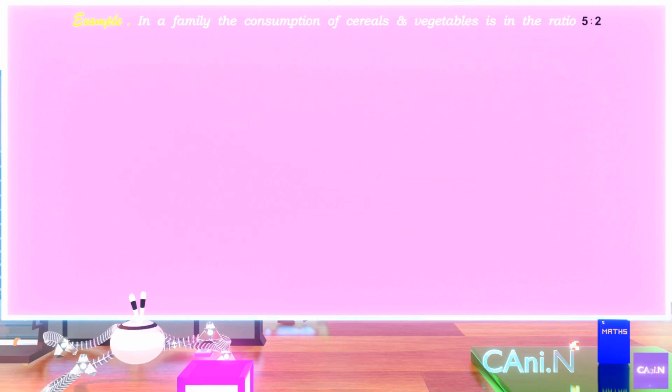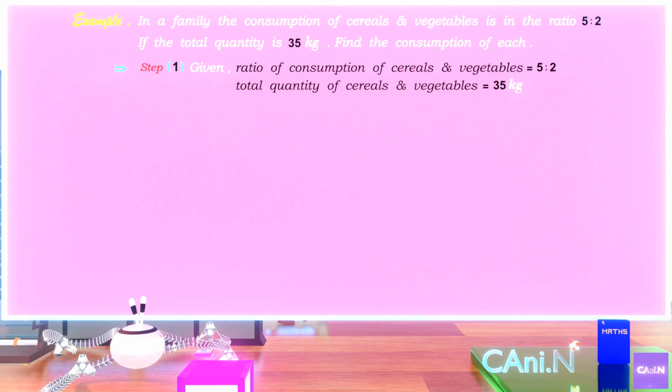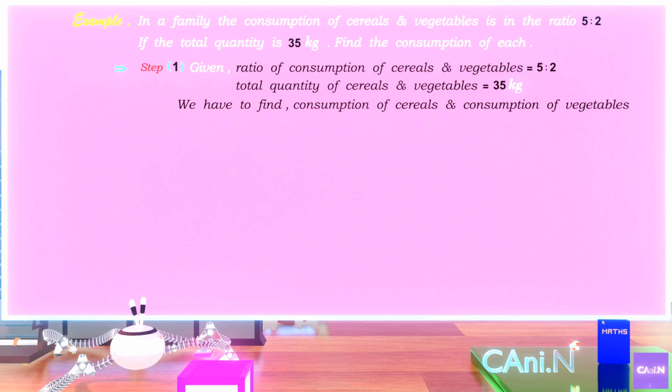Example. In a family, the consumption of cereals and vegetables is in the ratio 5:2. If the total quantity is 35 kilograms, find the consumption of each. Step 1. Given ratio of consumption of cereals and vegetables = 5:2. Total quantity of cereals and vegetables = 35 kilograms. We have to find the consumption of cereals and the consumption of vegetables.